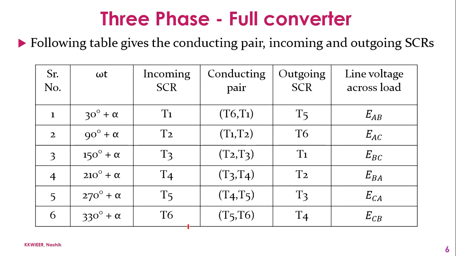So this table gives the conducting pair, incoming and outgoing SCRs for the 3-phase full converter. If you see, if the incoming SCR is T1 and outgoing is T5, at that time the conducting pair is T6 and T1. So for this, the line voltage across the load is EAB. Likewise, this is a chart for all 6 thyristors.